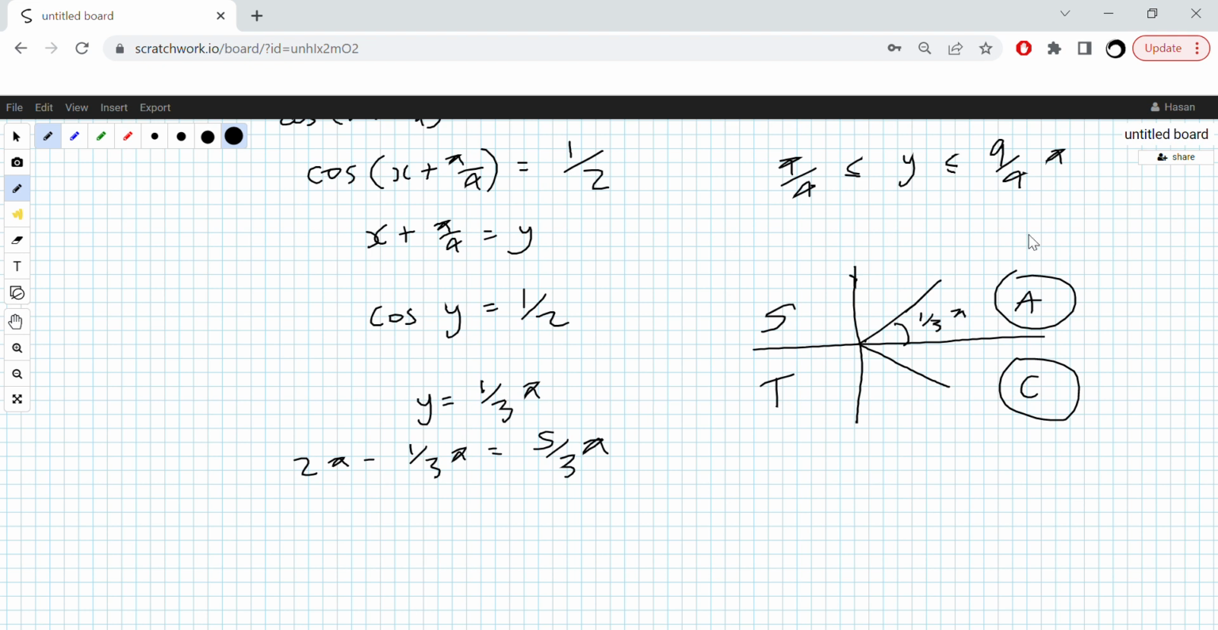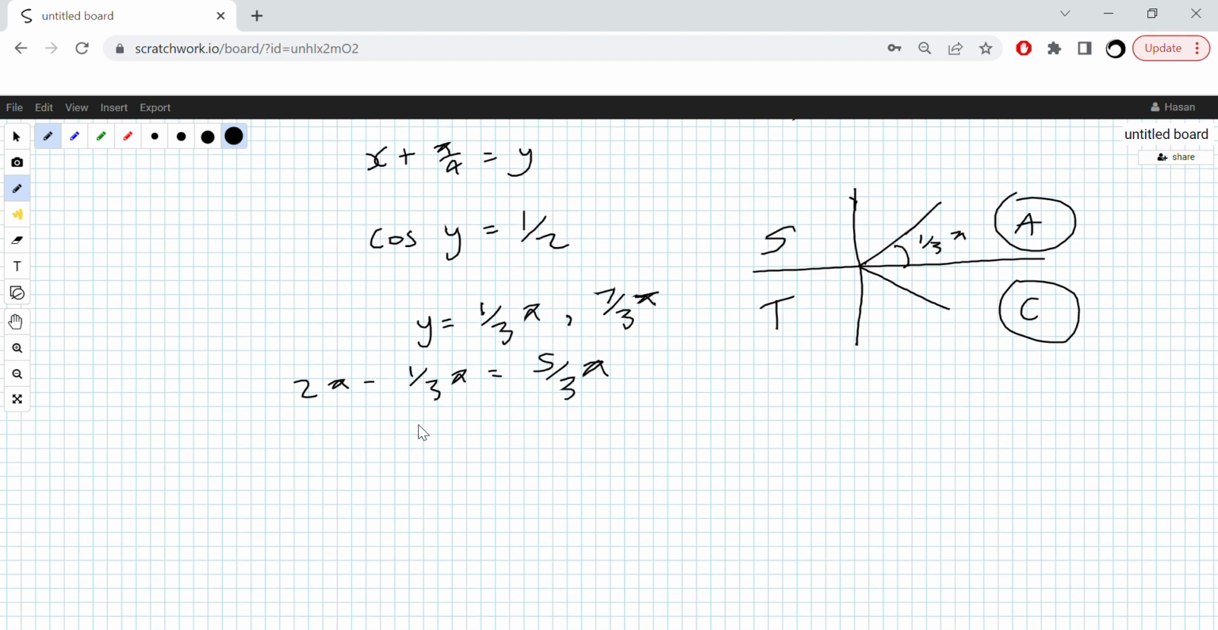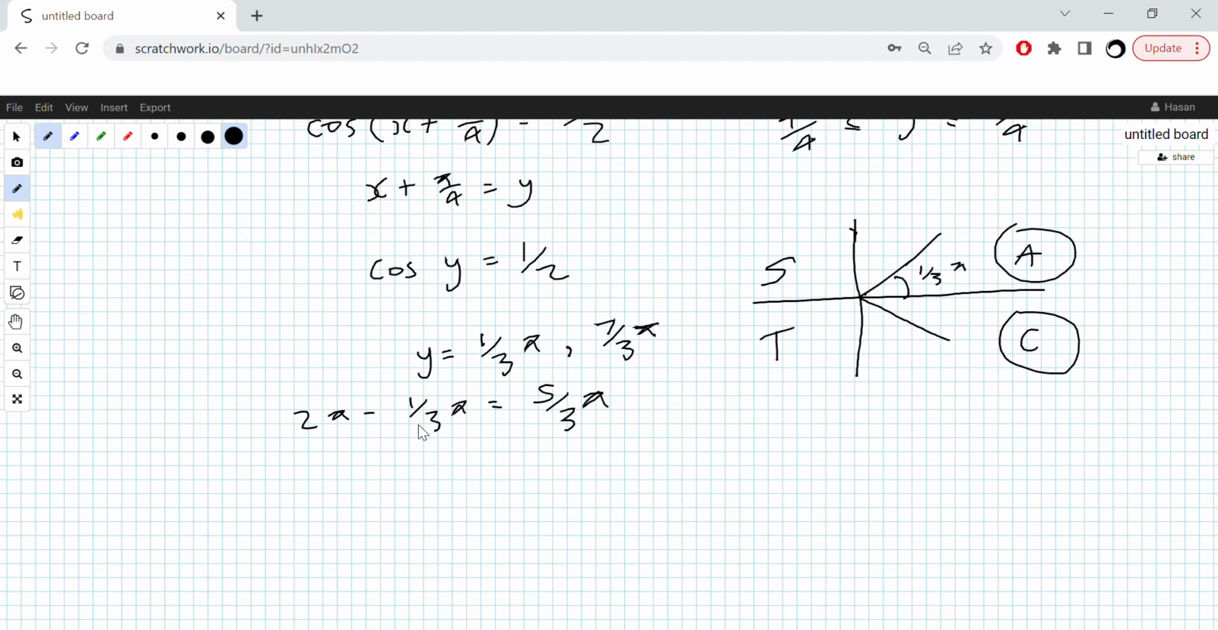Now as 9/4 π extends to another round, we're going to add 2π to 1/3 π, and that's going to give us 1/3 π plus 2π, which is 7/3 π. So now we know our three angles that we found are 1/3 π, 5/3 π, and 7/3 π.